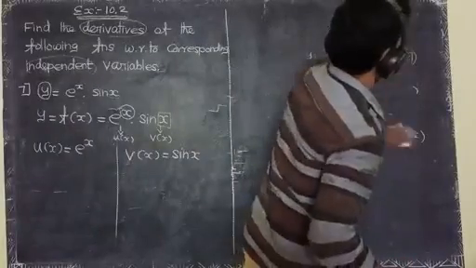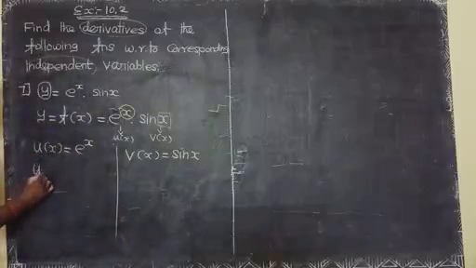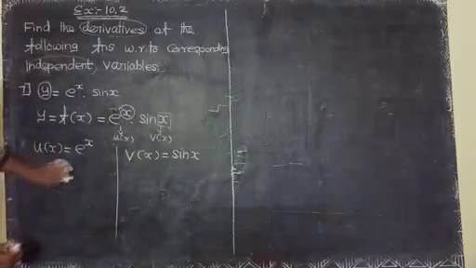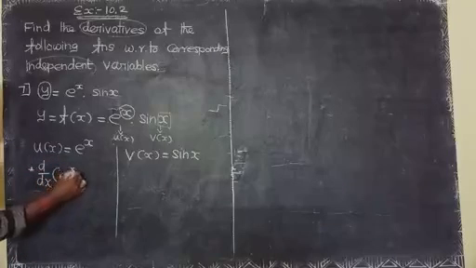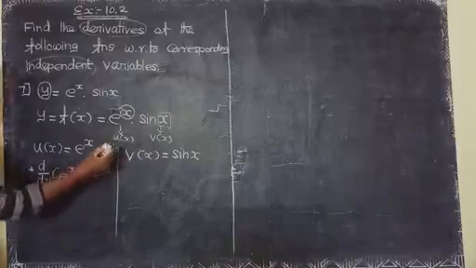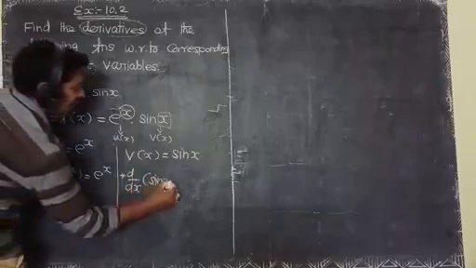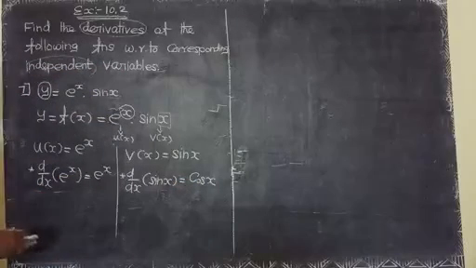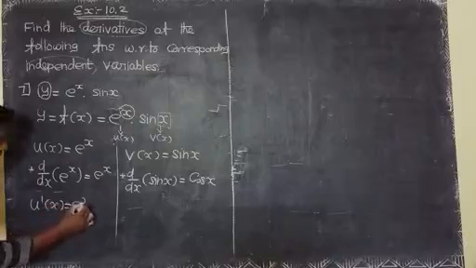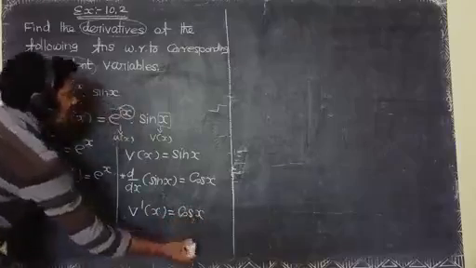Understood the difference. Now for u dash of x, we know the formula d by dx of e power x is e power x. And the derivative of the function sin x is cos x. Therefore u dash of x is e power x, and v dash of x is cos x.